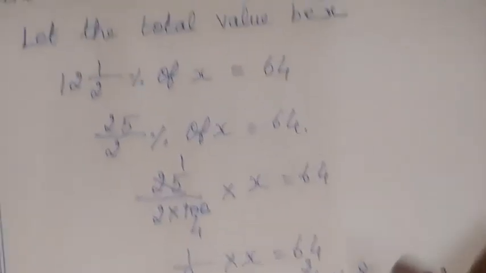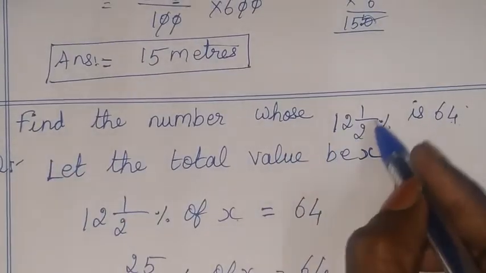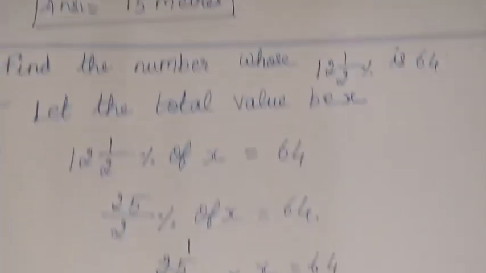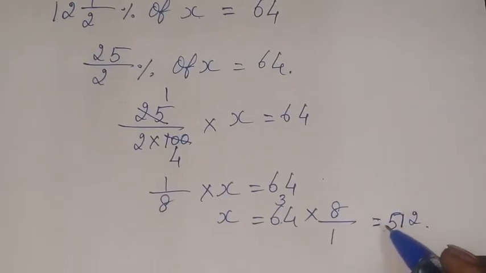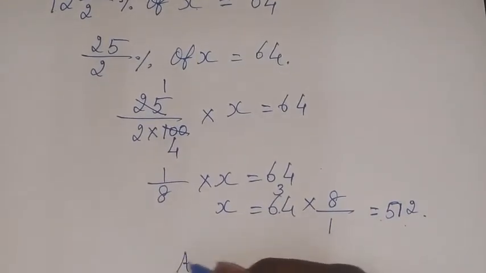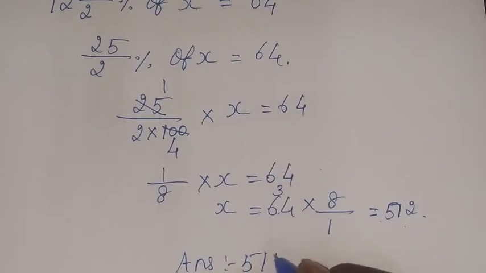So that is the number we want. Find the number whose 12 1 by 2 percentage is 64. So the required number is 512. So the answer here is 512.